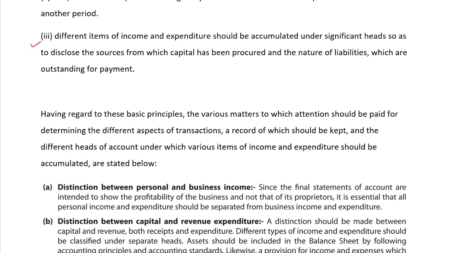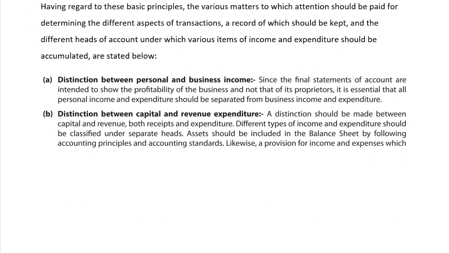Having regard to these basic principles, the various matters to which attention should be paid for determining the different aspects of transactions, a record of which should be kept, and the different heads of accounts under which various items of income and expenditure should be accumulated, are stated below. A. Distinction between personal and business income.